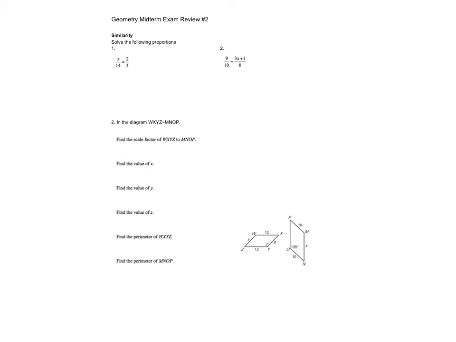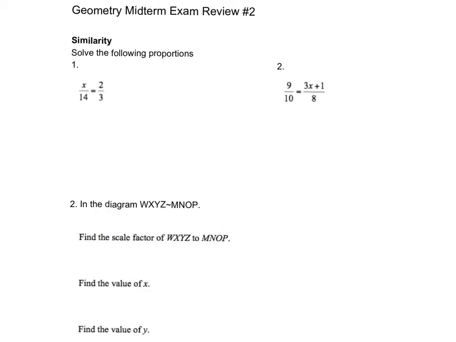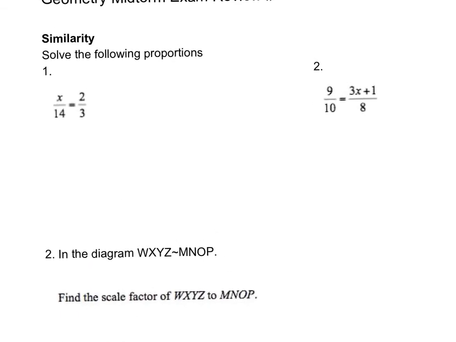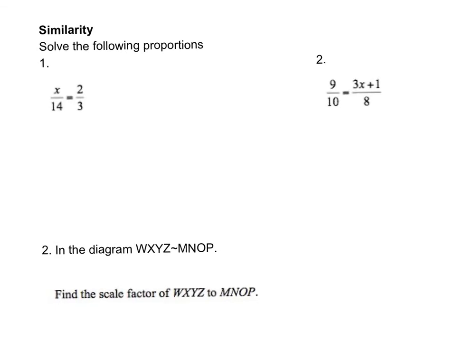So midterm review number 2, we're going to look at similarity and then the module 6 problems we covered for our exam. So first thing we're going to start off with solving a proportion. In order to solve a proportion, you want to cross multiply.